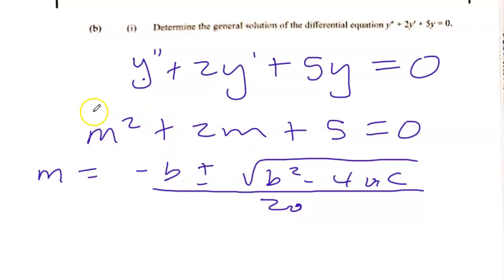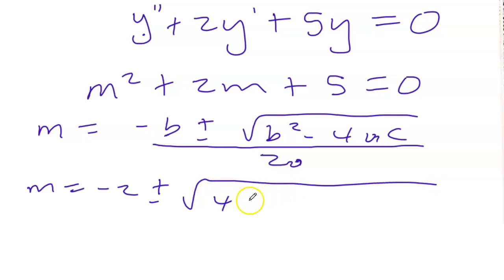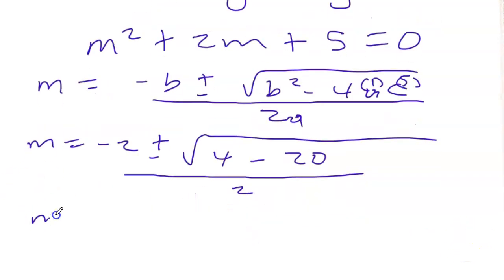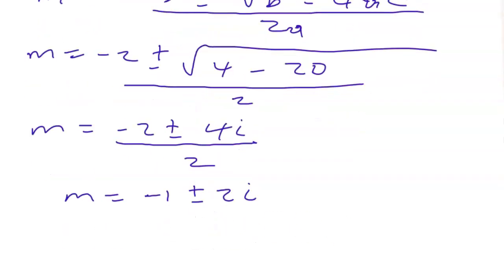So we're trying to solve the characteristic equation here. m would be equal to minus b, that's minus 2, plus or minus square root of 2 squared, which is 4, minus 4ac. a is 1, c is 5. So minus 4 times 1 times 5, that's minus 20, all over 2a, all over 2. So m is equal to minus 2 plus or minus root minus 16, that's 4i, a complex number, over 2. Divide by 2, so m is minus 1 plus or minus 2i. So the roots are complex.